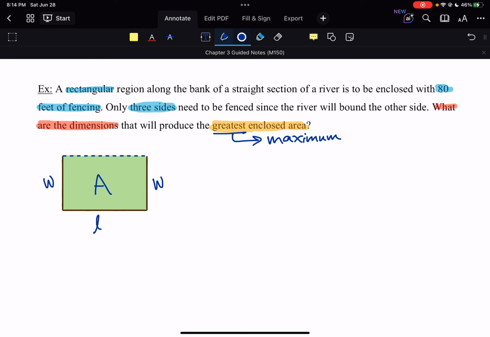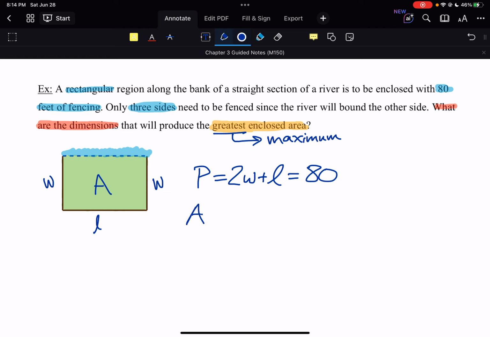So the first one, we're going to work with the sides. So we can talk perimeter. So the perimeter of this, remember, we're not using the 3rd side over here because that's a river. So no fencing is built over there. But the other sides, this W, and this L, so 2W plus L, add up to 80 feet of fencing.